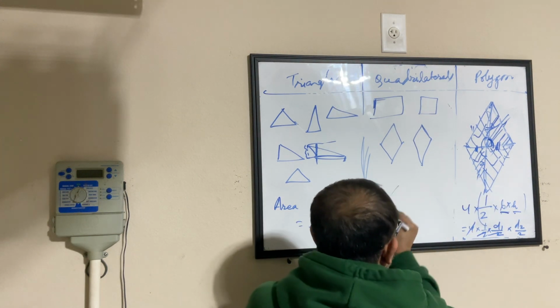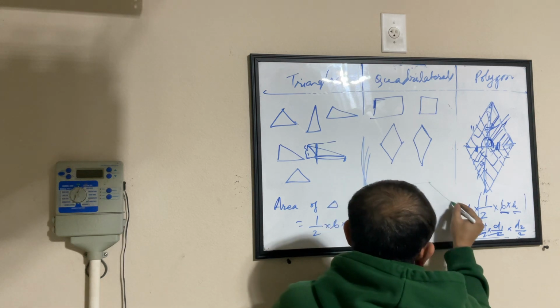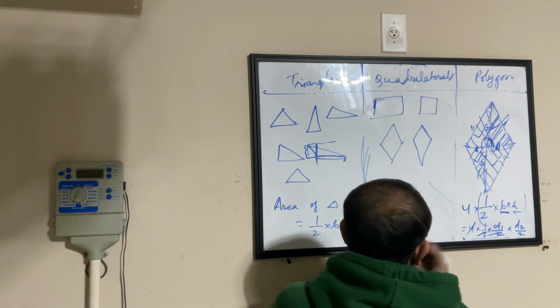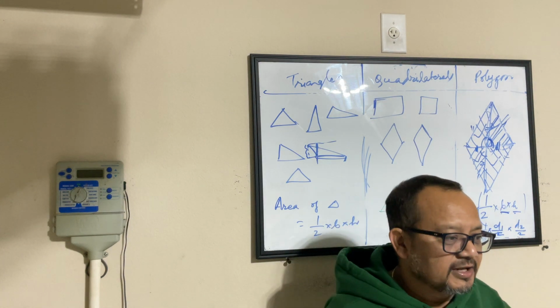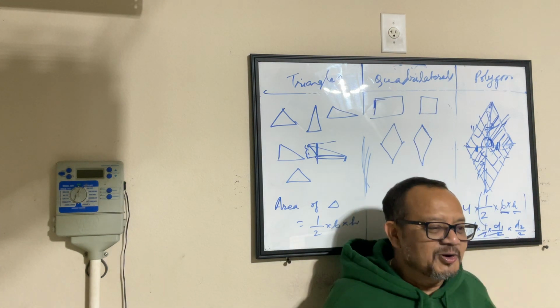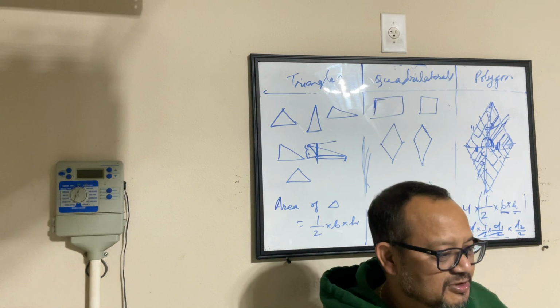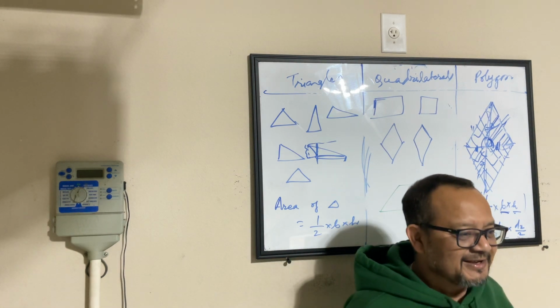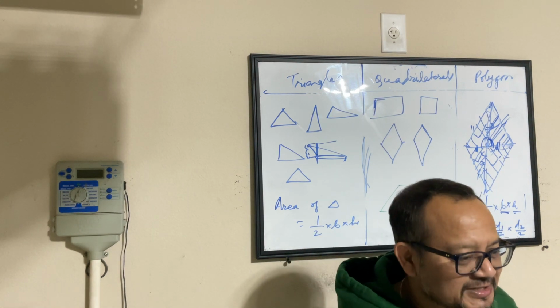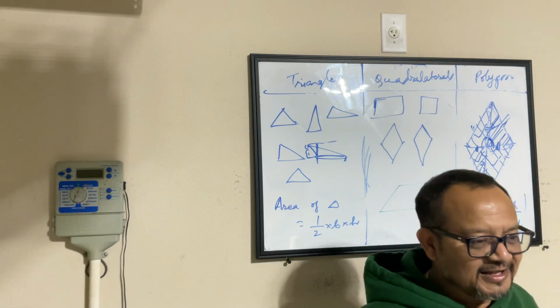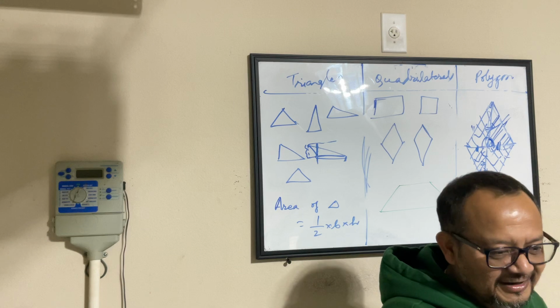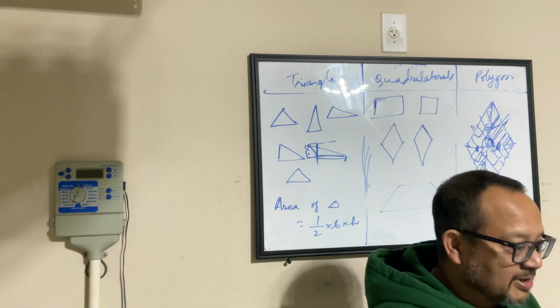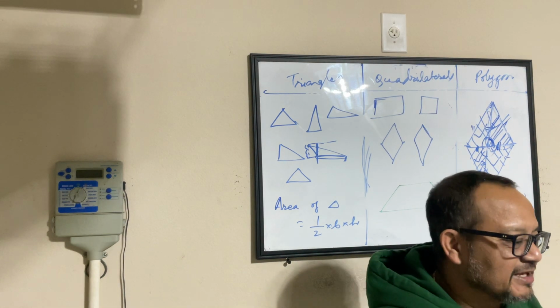Now, coming to the last shape among the quadrilaterals, trapezoid. Let's see who remembers the formula for the area of a trapezoid. Let's see. Let me check with the new kids. So Ritika, Hiranya, do you guys remember? And again, I'm not trying to put you guys on the spot. I'm just trying to see.